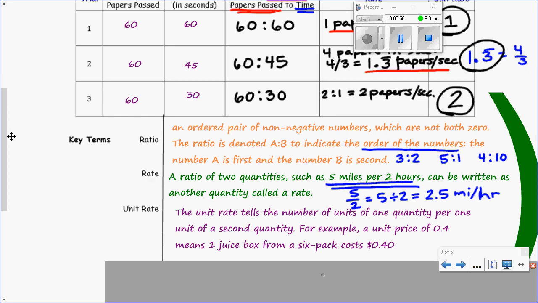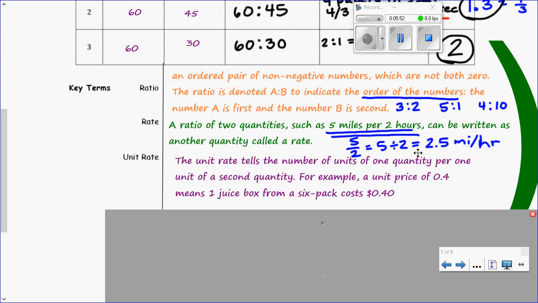Okay, and then the unit rate is actually very similar. It's saying the rate per one. So right here, this is the rate for 1 hour. Many, many times we see unit rate with money, okay? So let's go ahead and underline that. Often used with money.